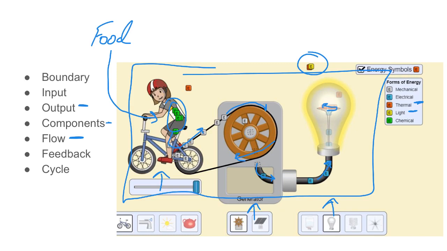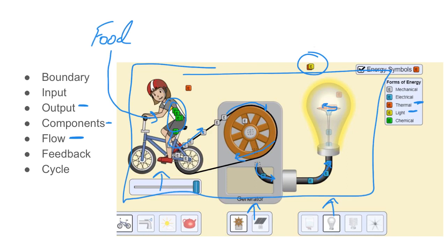We don't quite have any feedback here because our outputs are not affecting our inputs. The amount of light or thermal energy in this system we're going to assume is not affecting our inputs. So we don't have any feedback. And for cycles, we don't really have any energy being recycled in this one. It's not like a carbon cycle or a water cycle or anything like that where we're using something over and over and over. So we don't really have that going on in this situation.